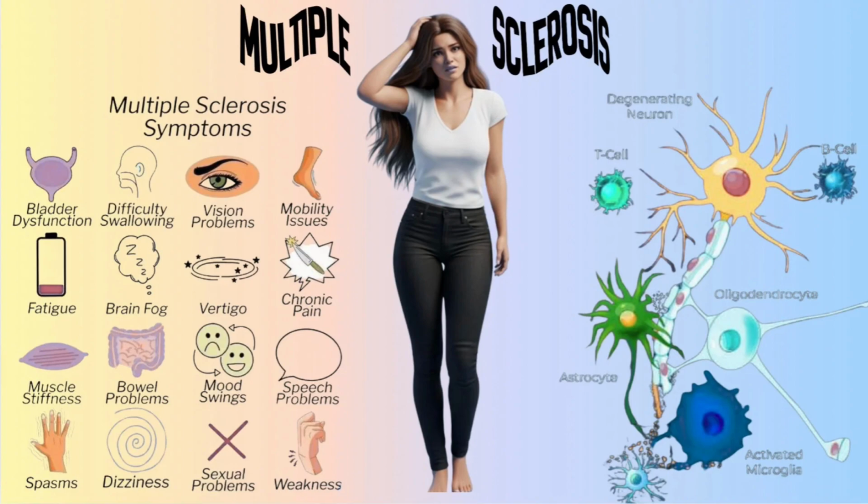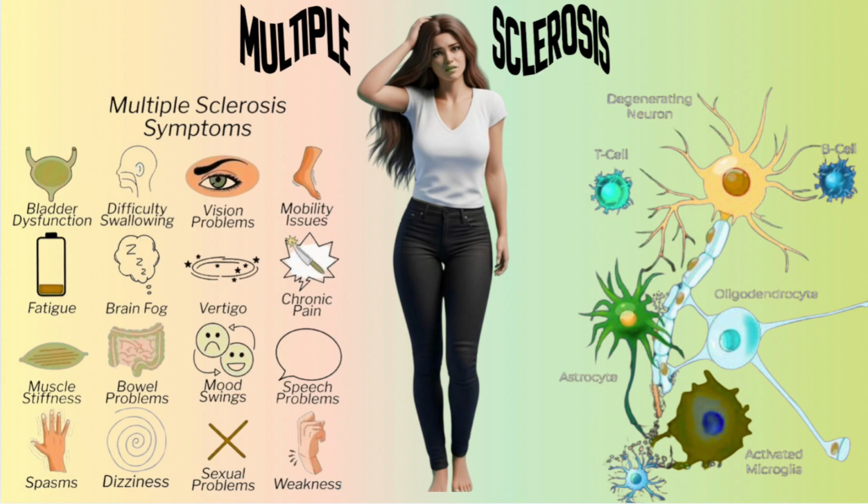Now let's look at how MS progresses. There are four main clinical patterns, best visualized as lines on a graph showing disability over time. The first and most common type is relapsing remitting MS. Here, patients experience distinct attacks or relapses, periods of new or worsening symptoms, followed by partial or full recovery. Between relapses, disability levels often remain stable for a time.